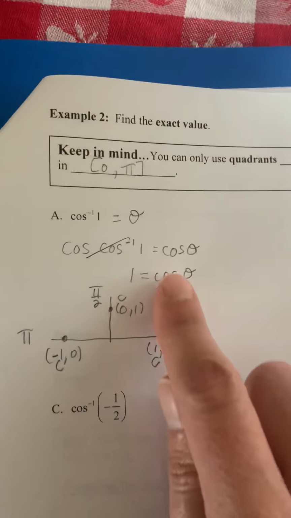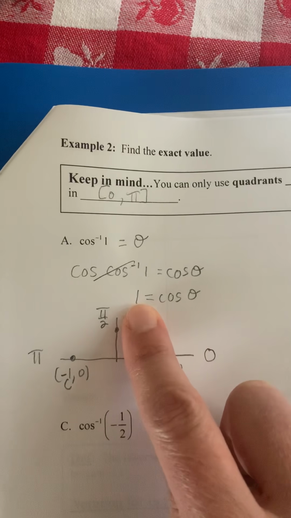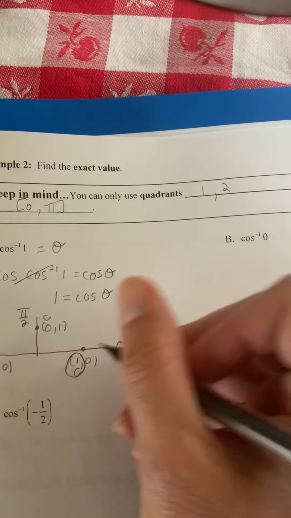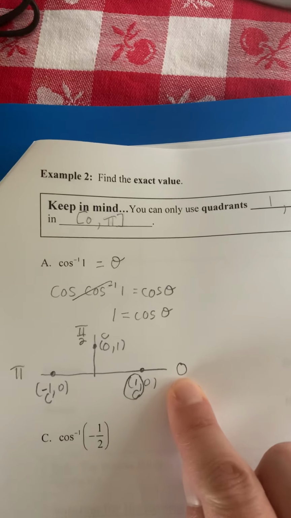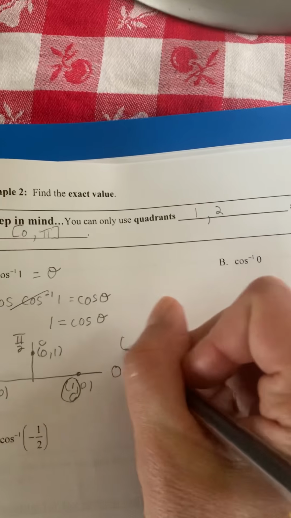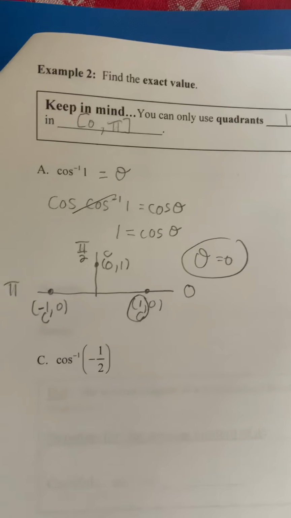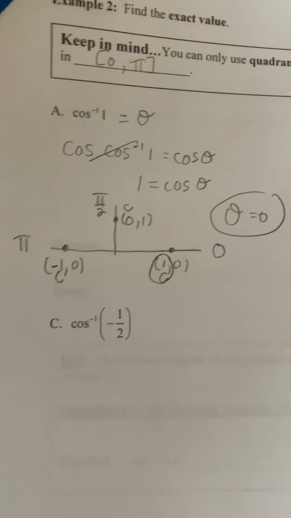So now we just need to look and see where the cosine has an answer of 1. Okay, and we see it's right here in this first ordered pair. Okay, so that tells us what theta is. The theta is 0. That completes that problem. Okay. All right, let's go down to part C.